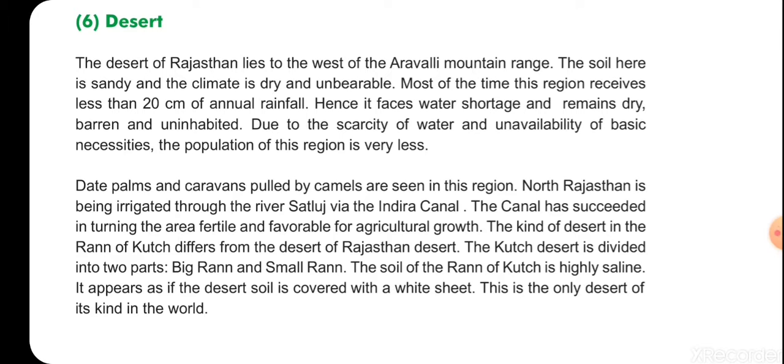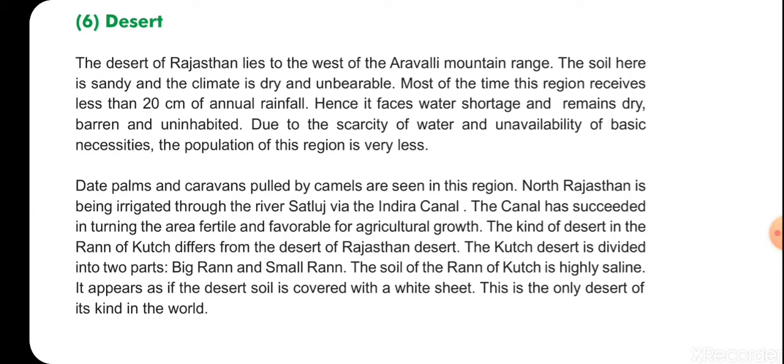Moving ahead, desert. The desert of Rajasthan lies to the west of the Aravalli mountain range. The soil here is sandy and the climate is dry and unbearable. Most of the time, this region receives less than 20 centimeter of annual rainfall. Hence, it faces water shortage and remains dry, barren, and uninhabited. Due to the scarcity of water and unavailability of basic necessities, the population of this region is very less.